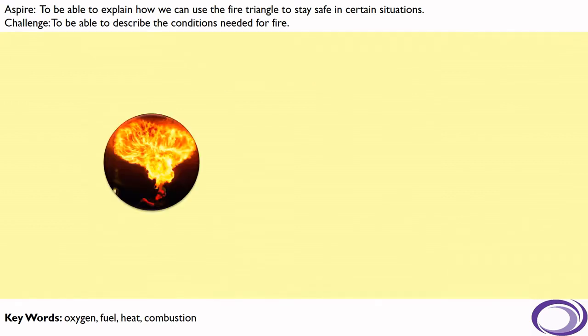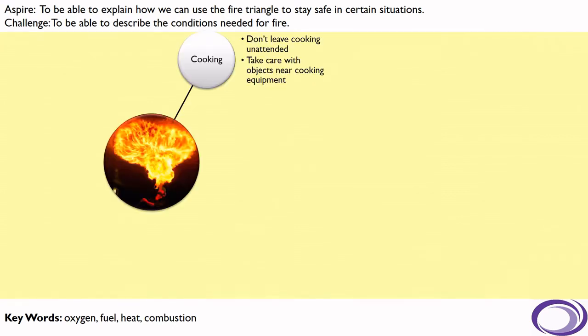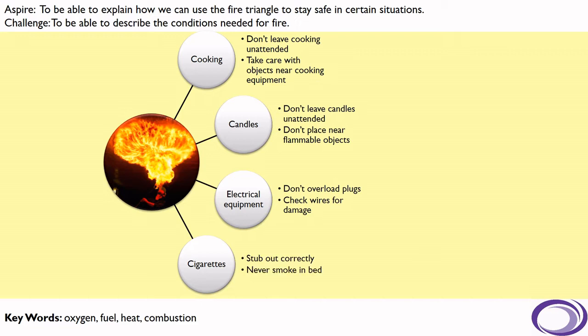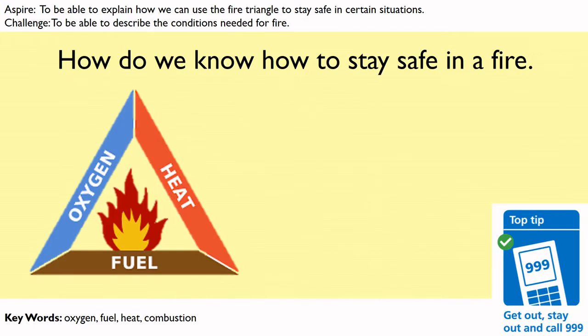Fires in the home are caused by cooking. So a top tip would be to not leave any cooking unattended and take care with objects near cooking equipment. Candles, don't leave candles unattended and don't place near flammable objects. Electrical equipment, don't overload plugs and check your wires for damage. And cigarettes, stub out correctly and never smoke in bed.